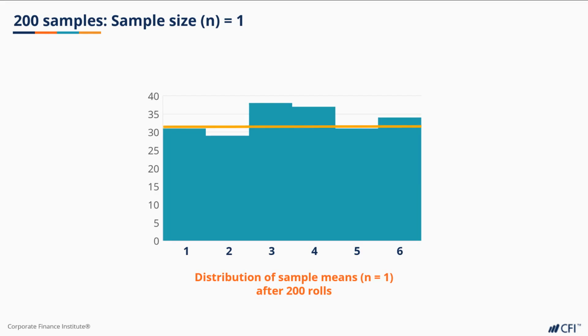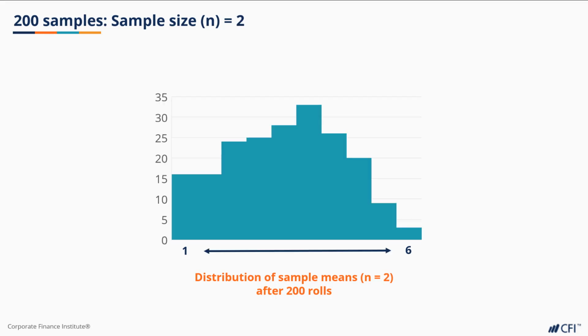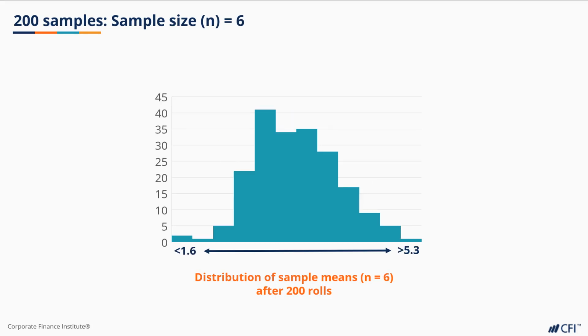Now let's roll 2 dice, take the mean, and plot that into our histogram. After 200 rolls, the result looks like this. Let's do this one more time, only let's roll 6 dice and take the average. As we increase the size of our sample, the distribution of those samples begins to reflect the normal distribution.